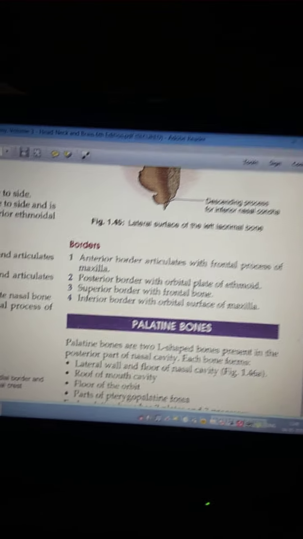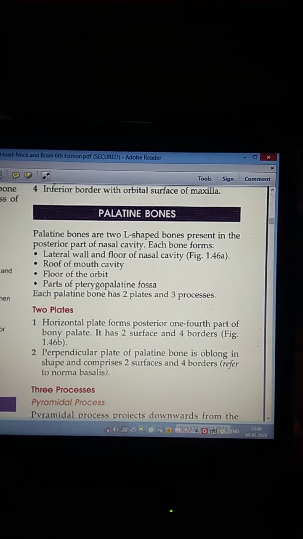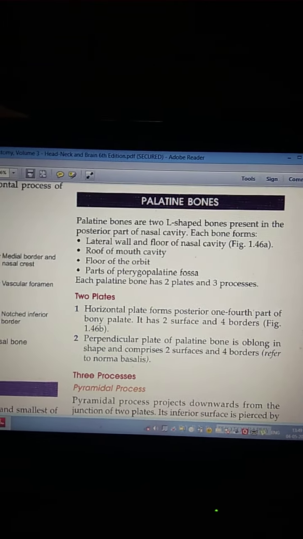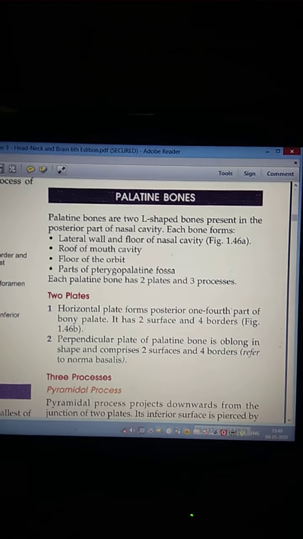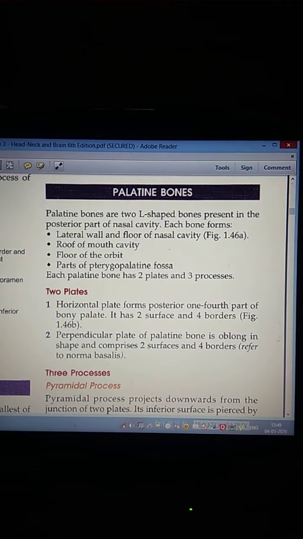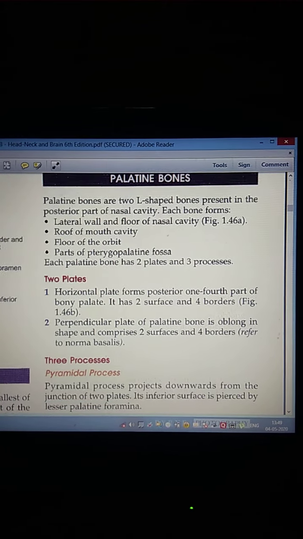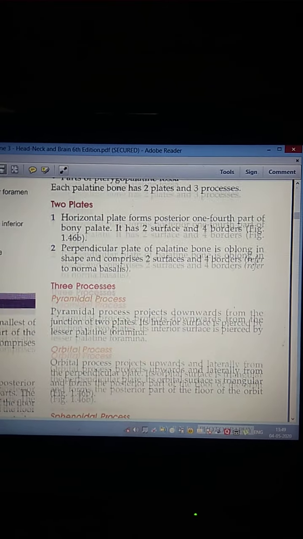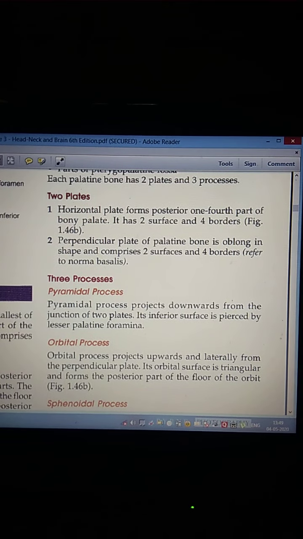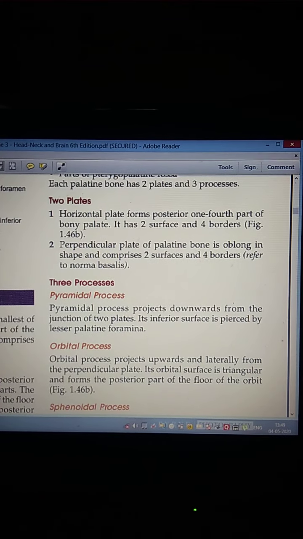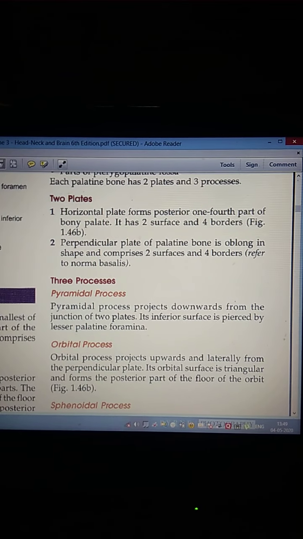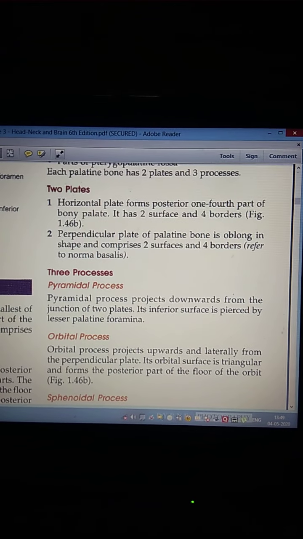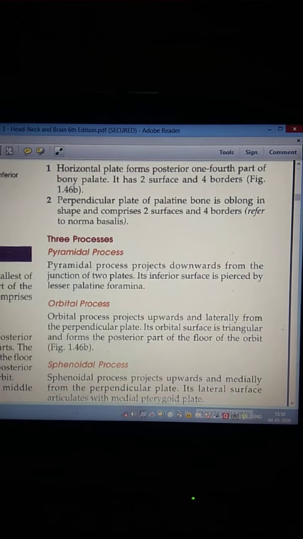Now, the palatine bones. The palatine bones are two L-shaped bones present in the posterior nasal cavity, forming the lateral wall of the cavity, the roof of the mouth, and the floor of the orbit. Parts of the palatine bone: each has a horizontal plate, a perpendicular plate and three processes. The horizontal plate forms the posterior one fourth part of the hard palate. The superior perpendicular plate of the palatine bone is long in shape and comprises two surfaces.